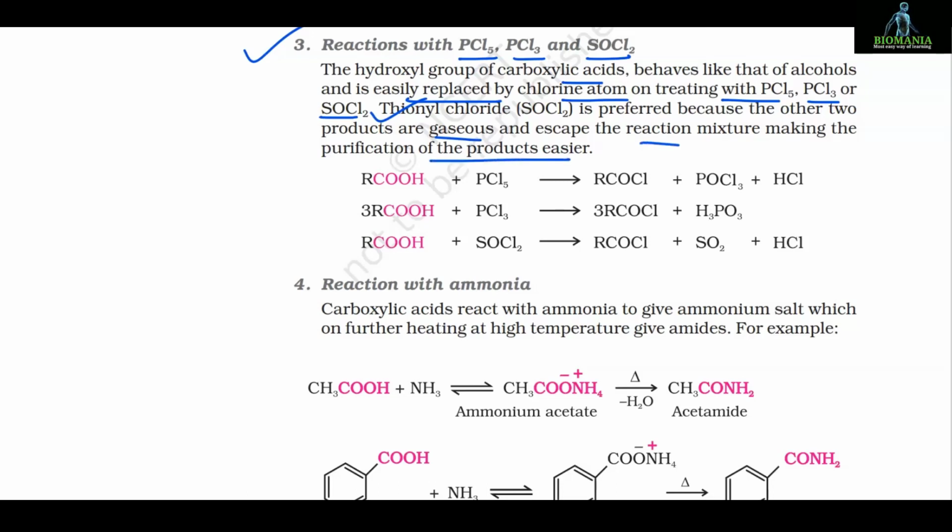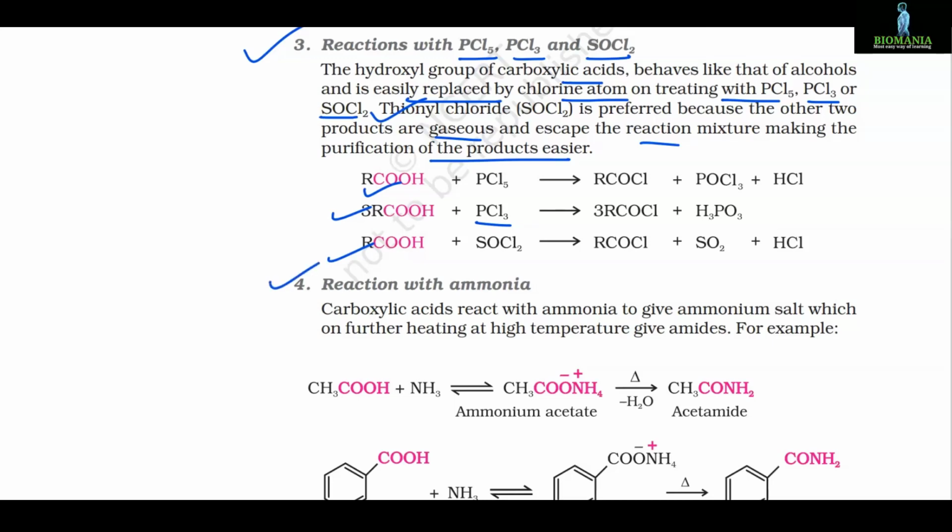RCOOH plus PCl5 is forming RCOCl plus POCl3 plus HCl. 3RCOOH plus PCl3 gives 3RCOCl plus H3PO3. RCOOH plus SOCl2 gives RCOCl plus SO2 plus HCl.